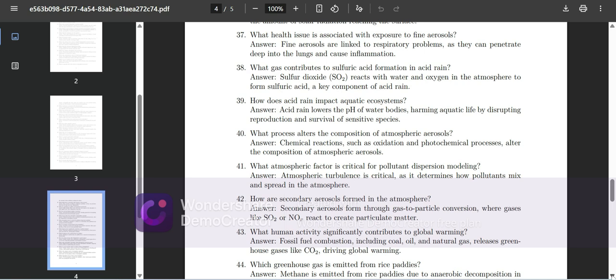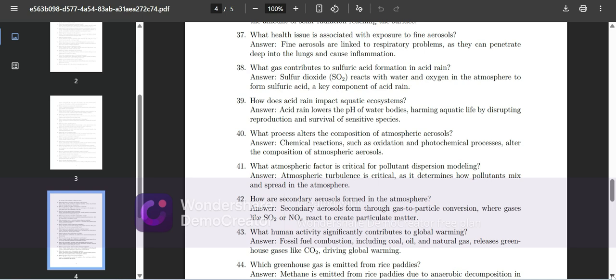What atmospheric factor is critical for pollutant dispersion modeling? Atmospheric turbulence is critical as it determines how pollutants mix and spread in the atmosphere.